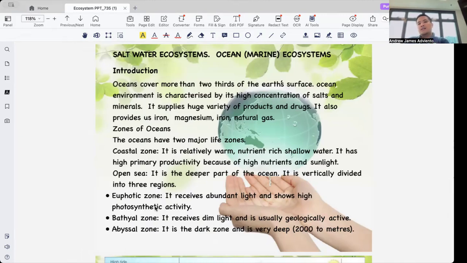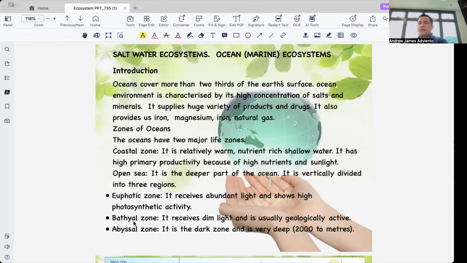So they are not just water bodies. They are life support systems for the entire planet. Now, even oceans have zones. So we have a coastal zone up to the open zone. Oceans basically are divided into two: the coastal zone and then the open sea. When we say coastal zone, it is the shallow area near the shoreline, as easy to remember as that.